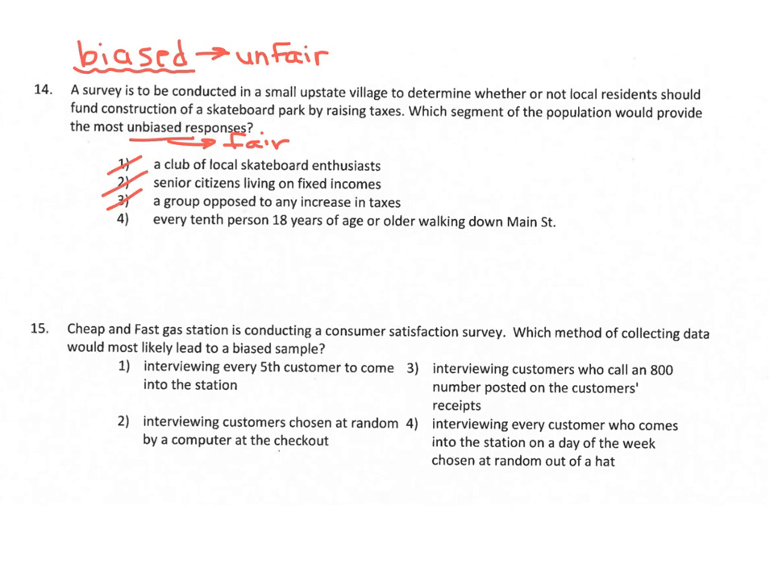Well, that's definitely going to be a fair way to do it because that's going to include a variety of people. When you just take every 10th person walking down a common street that everyone can walk down, that's going to be a fair way to do it. So I'm going to say choice 4 is the answer.